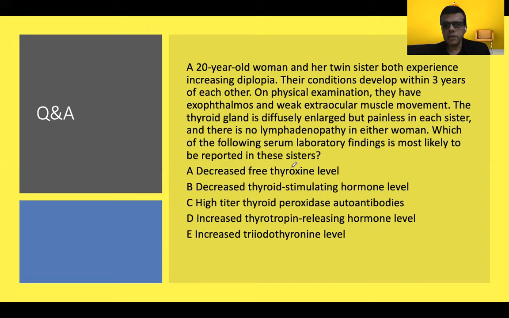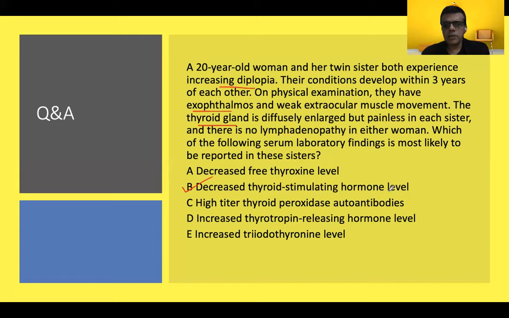You can see that there is ophthalmopathy, there is exophthalmos, there is thyroid enlargement. So this clearly establishes the diagnosis of Graves' disease. In context of this, we will always expect increased T3 and T4 level. So that will lead to decreased thyroid stimulating hormone level. So this is the answer over here.